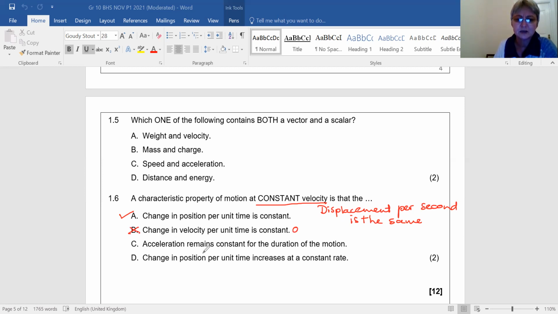C: the acceleration remains constant. Well, if you have no change in velocity, you have no acceleration, so it is also zero. And if the quantity is zero, then it's not taken as constant. D: the change in position per unit time increases at a constant rate. That defies number A. So number A is the answer.